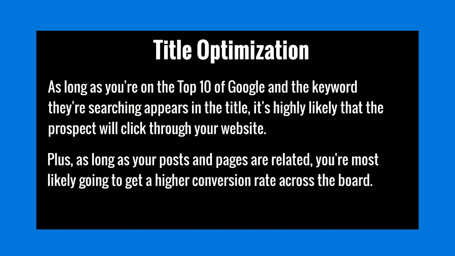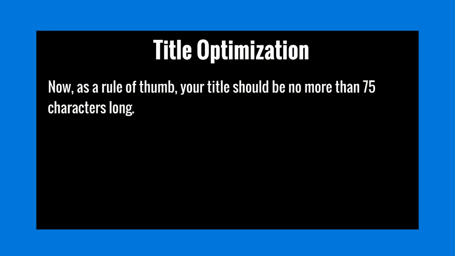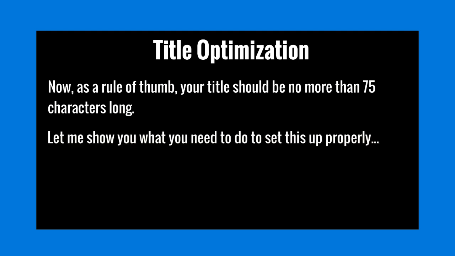So as long as your post and pages are related, you're most likely going to see a higher conversion rate across the board, like I said earlier. Now, as a rule of thumb, your title should be no more than 75 characters long. You don't want it to be too long, because psychologically that will actually overwhelm whoever is typing things in. Most people are just scanning, they're not reading. They're looking for what they're looking for really quick. So if you have something short, straight to the point, you're most likely going to win as long as it's optimized and it's correct to that keyword.